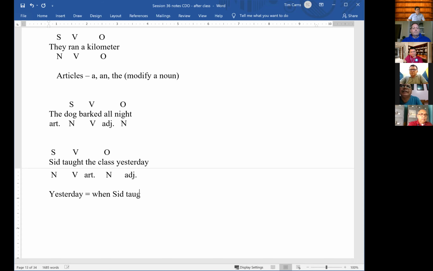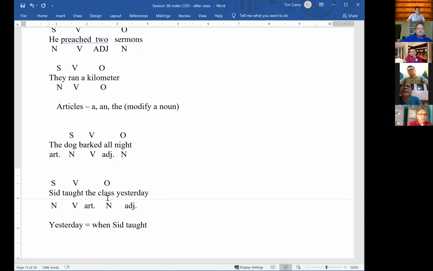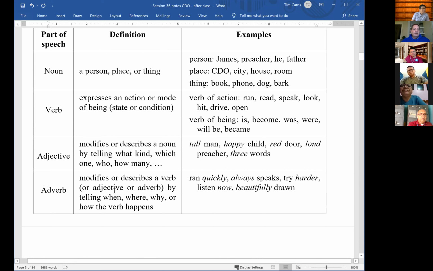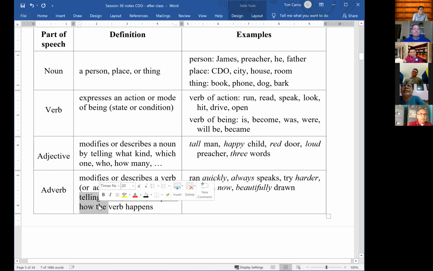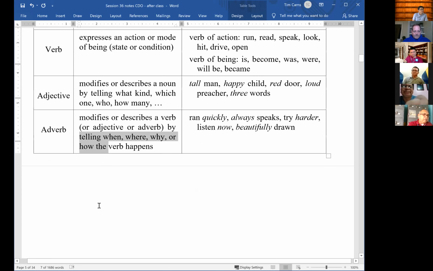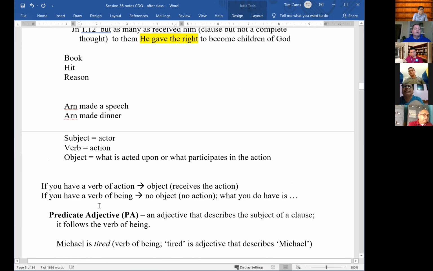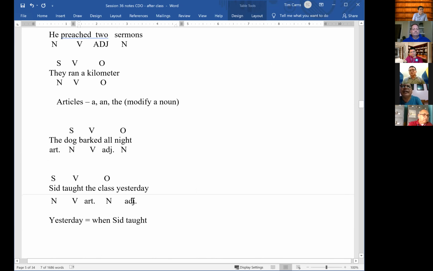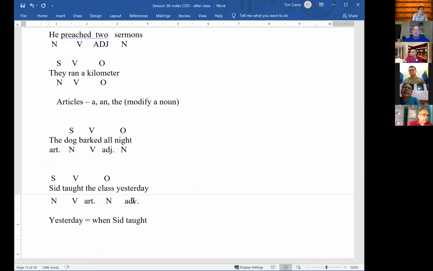And remember, this is why I talked about adverbs. An adverb modifies or describes a verb, telling when, where, why, or how the verb happens. So yesterday is an adverb because it's telling us when Sid taught class. The key thing is when.